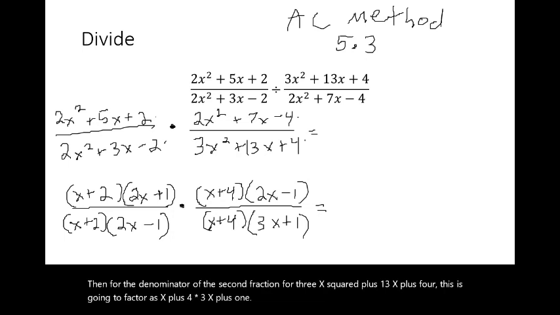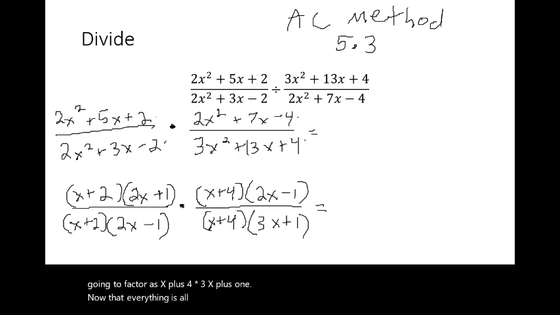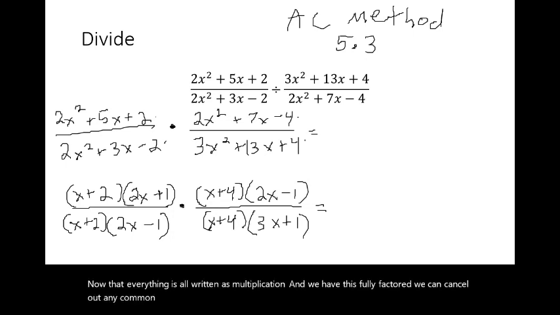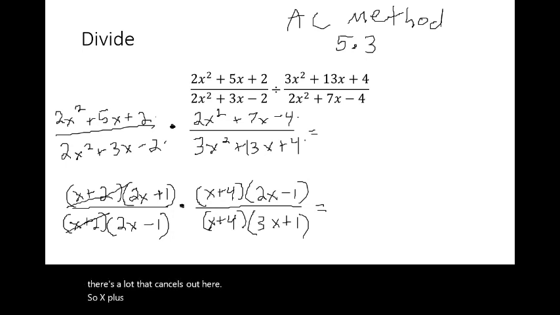Now that everything is written as multiplication and we have this fully factored, we can cancel out any common factors in the numerators with any common factors in the denominators. And there's a lot that cancels out here. So x plus 2 can cancel out with x plus 2. x plus 4 can cancel out with x plus 4. 2x minus 1 can cancel out with 2x minus 1.